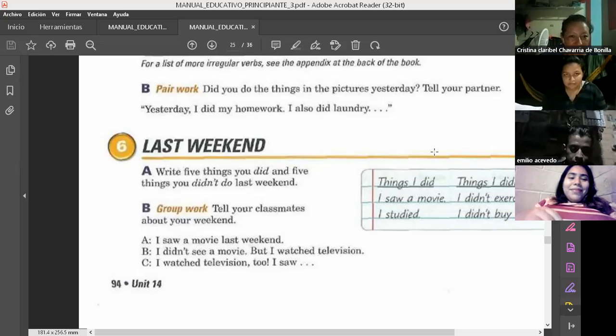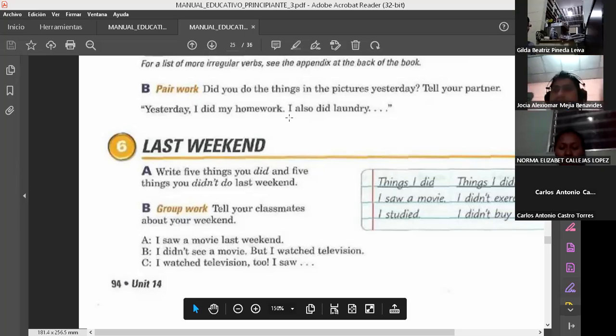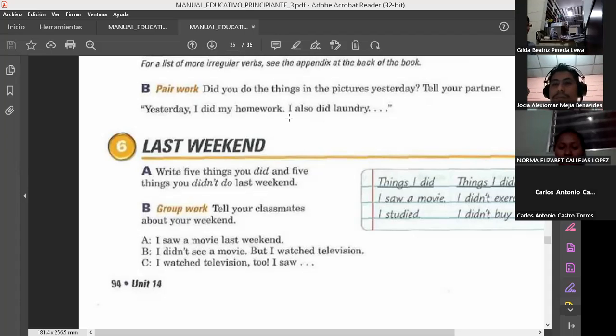Georgina. I saw a horror movie last weekend. Oh, what movie? What movie did you watch? ¿Cómo se dice? Masacre en Texas. Oh, sounds scary. I don't remember how to say in English. I'm sorry.